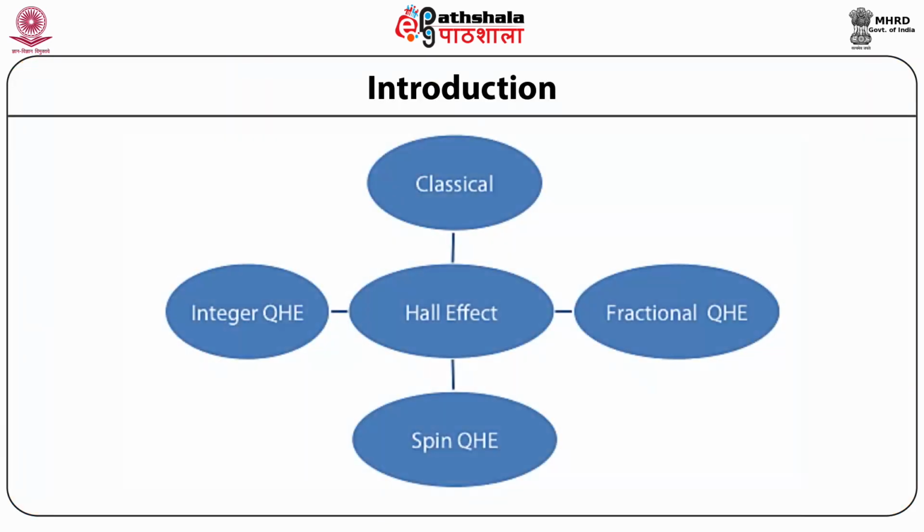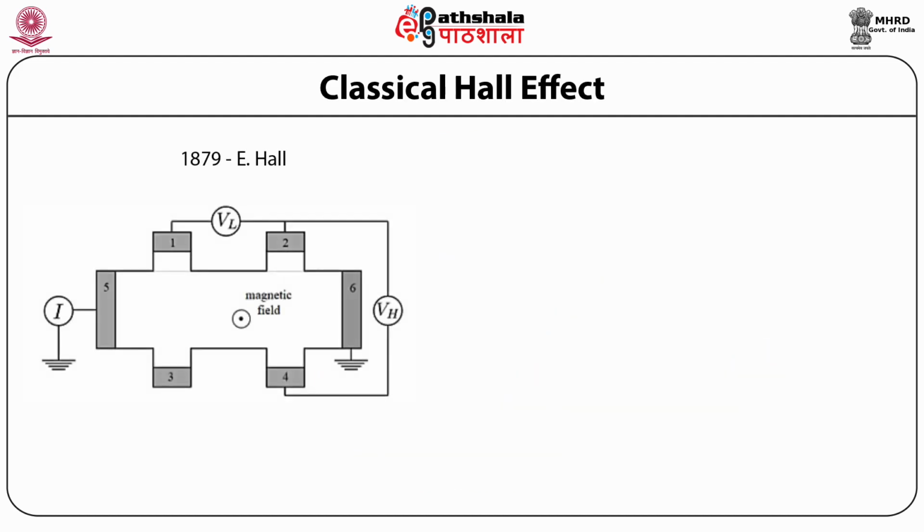So students, as you can see from this schematic figure, the Hall effect actually has four different types. The one that you already know of is the classical one. Then on the left hand side is the integer quantum Hall effect, and on the right hand side is the fractional quantum Hall effect. The recent version is the spin quantum Hall effect. So let us now start discussing, starting from the classical Hall effect, which you already know of.